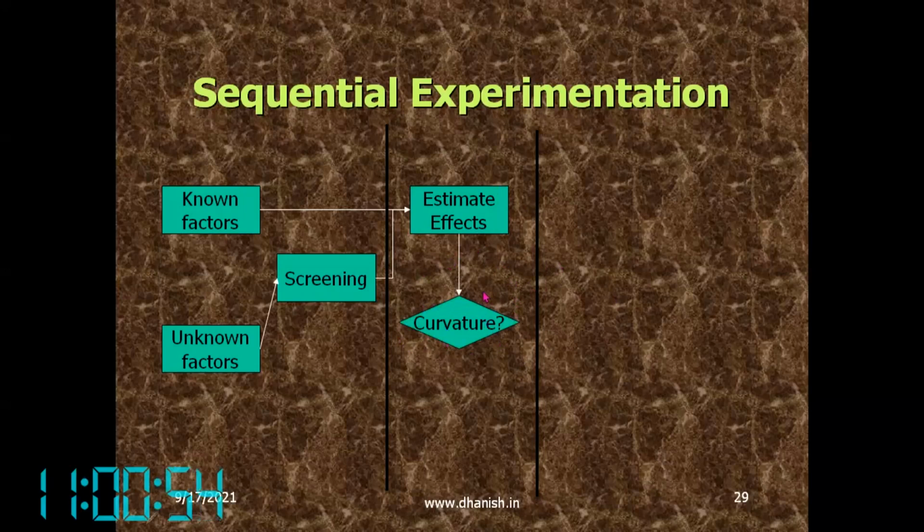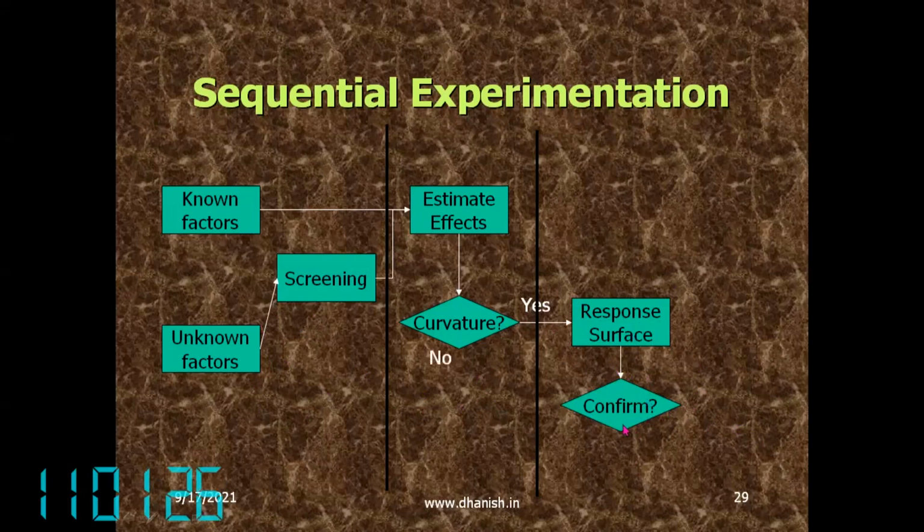If curvature is significant, then we have to go for a third stage of experimentation, which is response surface design. Here we had only 2 levels in screening. In testing curvature, we had a center point, and in response surface design, we had 5 levels for each factor. At the end, we confirm whether the factor is significant. And if curvature is not there, we can directly go for a confirmation experiment to verify that whatever we have done gives the proper results.